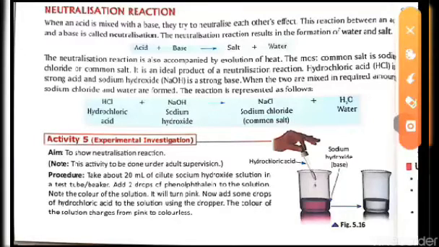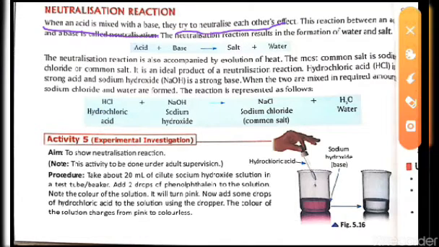Next, we are having the neutralization reaction. So what is the neutralization reaction? Neutralization reaction means when an acid reacts with a base, they will form salt and water. So let's see how they are forming the salt and the water. When an acid is mixed with a base, they try to neutralize each other's effect.